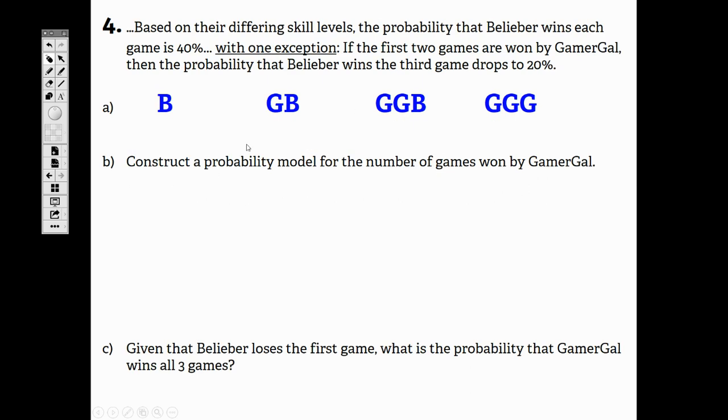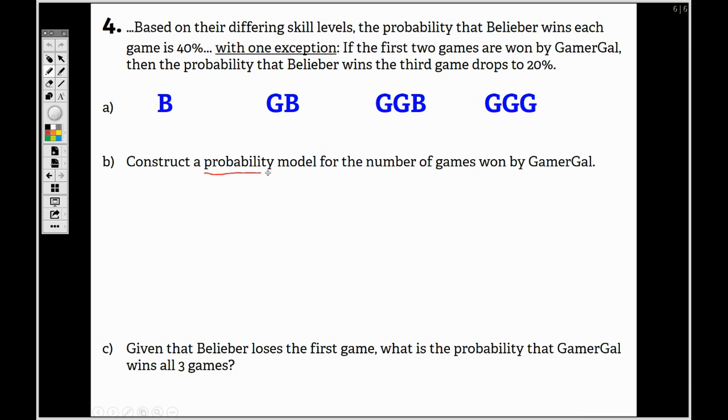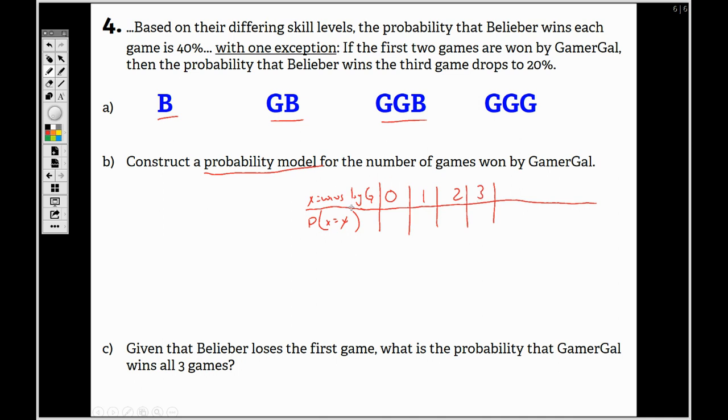In part B, we're going to construct a probability model, which is telling me games won by Gamer Girl. So X equals wins by Gamer Girl. I'm just going to use G since we used that before. And then we're going to have the probability that X equals x. And it's possible that she doesn't win any, right? If this happens. It's possible that she won 1 if this happens. It's possible that she won 2 if this happens. And it's possible she wins all 3 and then Belieber goes home crying.